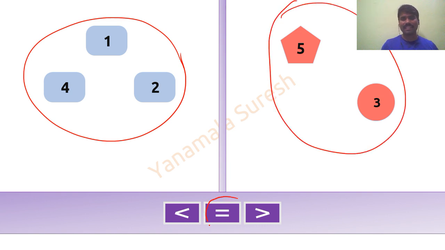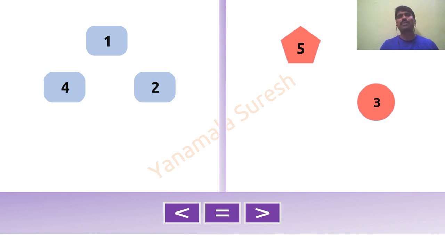So there is a thing called equal to also. If it is equal, click on equal. If the right hand side is greater, click on this one. Or if the left side is greater, click on this one. It completely depends. Here you have to go for the addition part. Now what is here? 5 plus 3. What is 5 plus 3? 8.